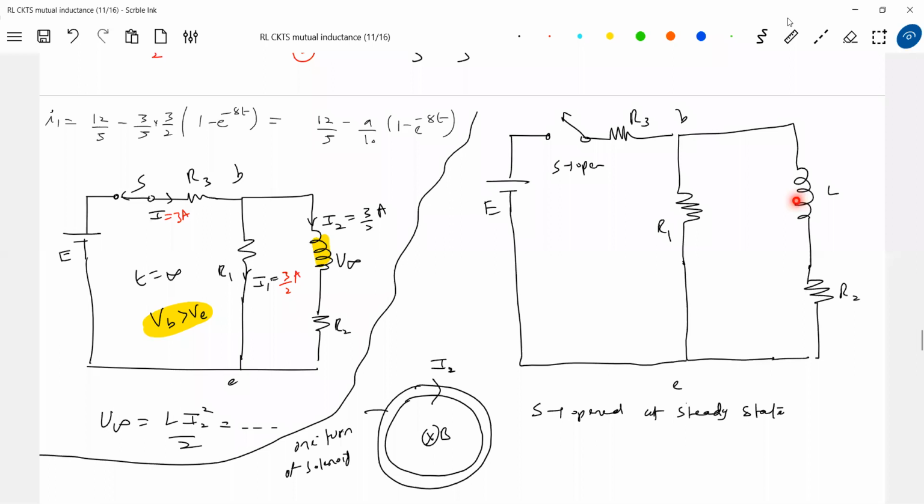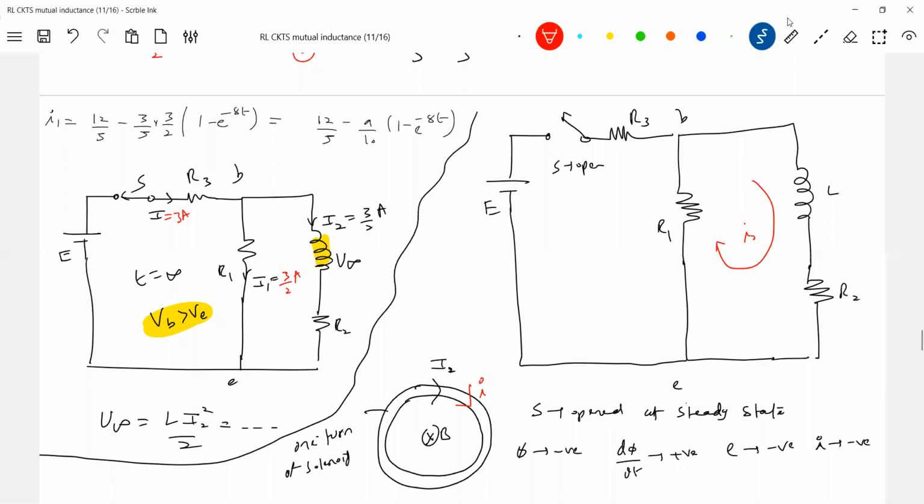Then from Faraday's law, what is the flux? Flux is negative. Negative flux decreases. d phi by dt will be positive. EMF induced is negative. So how should the induced current flow now? The induced current should flow clockwise. So in what direction should I put the induced current? Is that okay, all of you? How should it flow? In the direction of the steady state current. So therefore the induced current will flow like this.